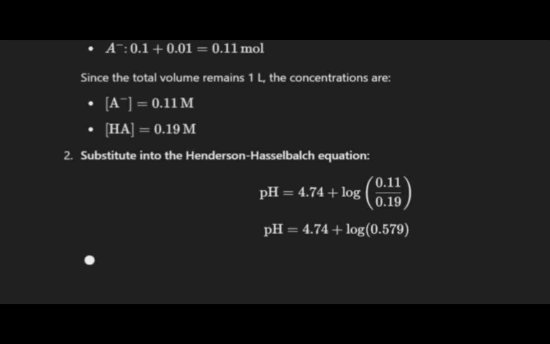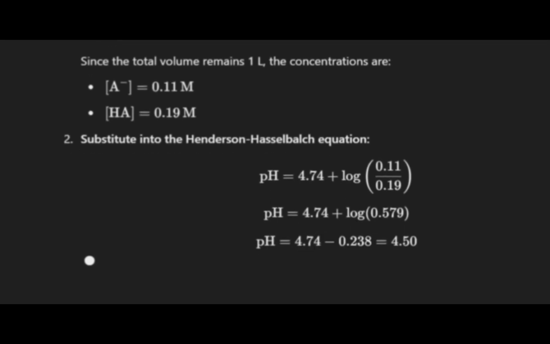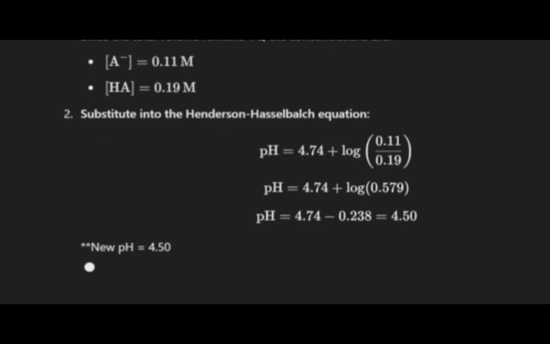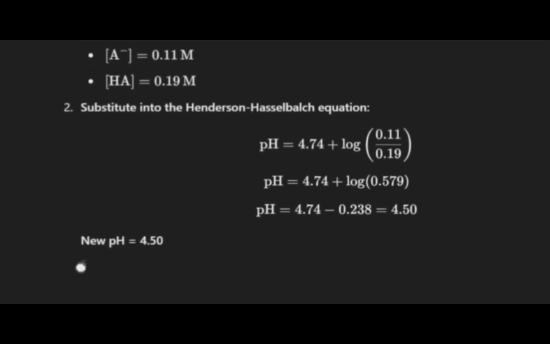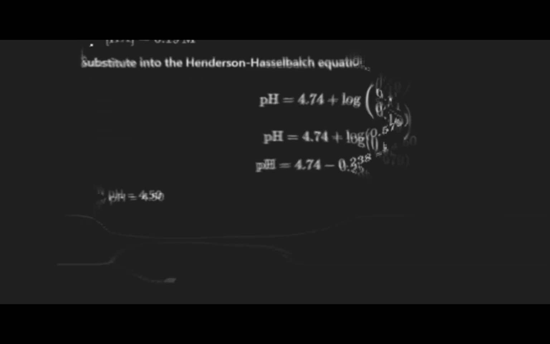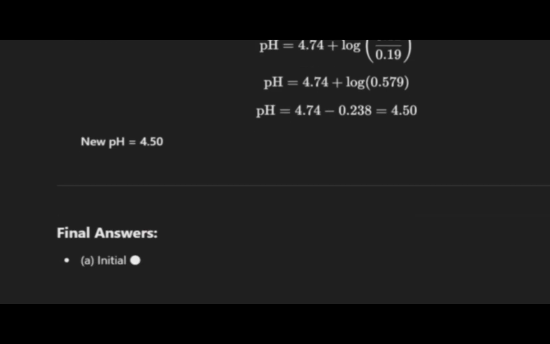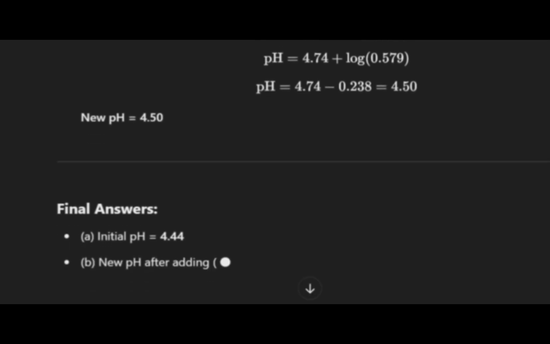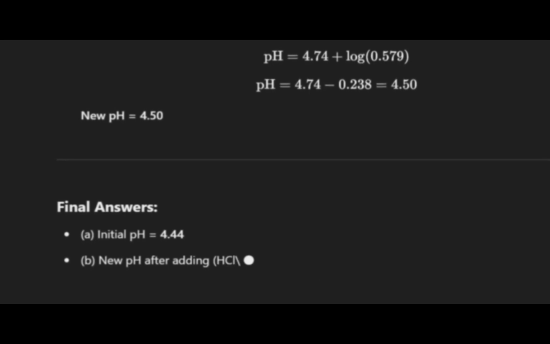Substitute these values into the Henderson-Hasselbalch equation. pH equals 4.74 plus the log of 0.11 divided by 0.19. Simplify the ratio to 0.579. The log of 0.579 is negative 0.238. So, pH equals 4.74 minus 0.238, which equals 4.50. The new pH after adding NaOH is 4.50.